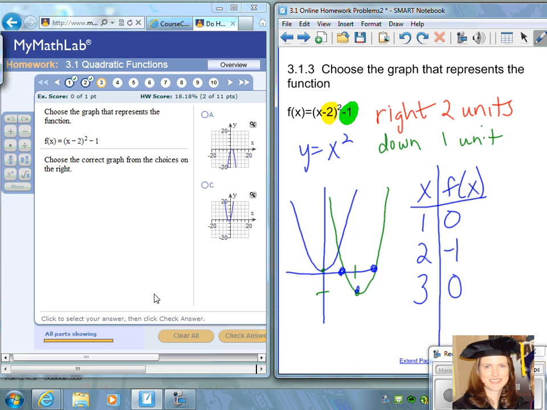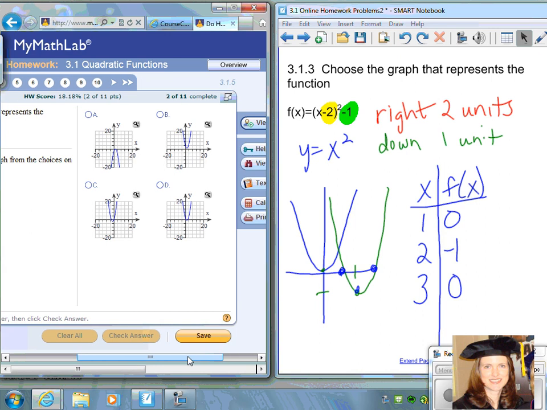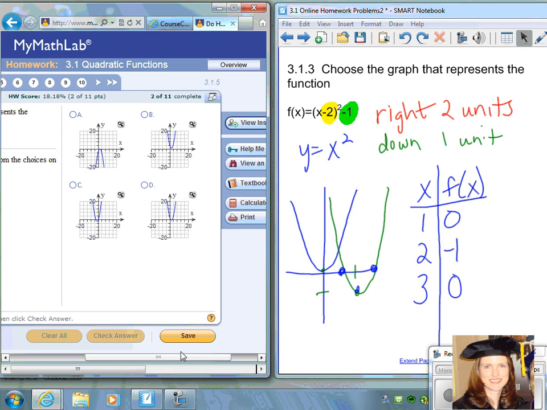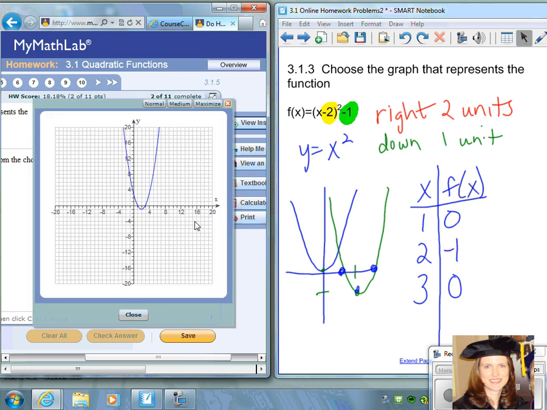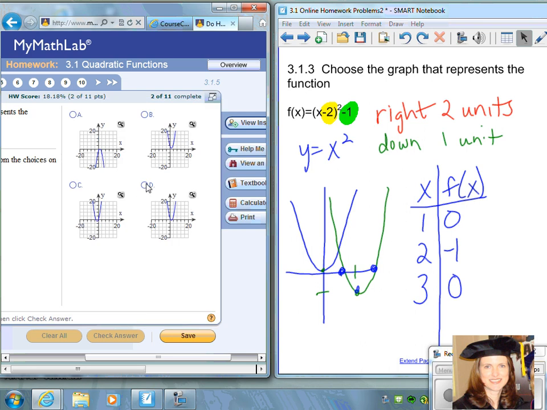Out of the choices we have on MyMathLab, this one looks most like, I'm going to have to really zoom in, choice D. It does look like it's the basic parabola that's been shifted to the right 2 and down 1. So I am going to choose D.